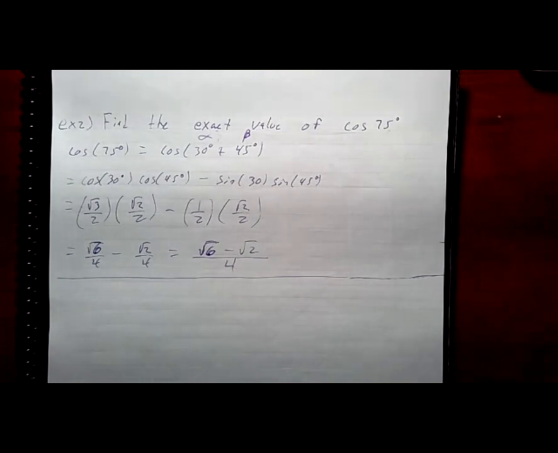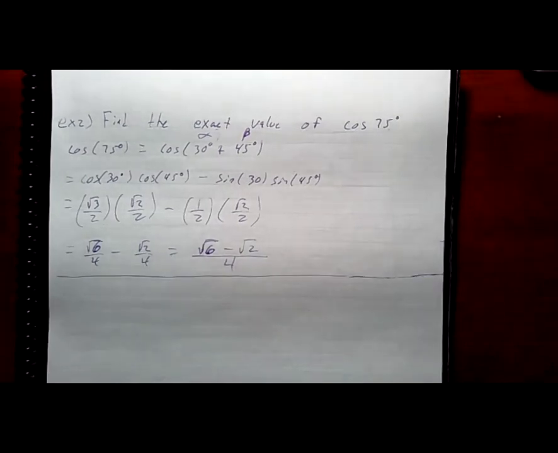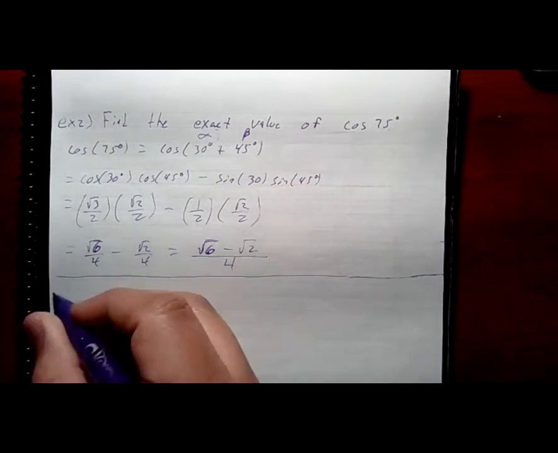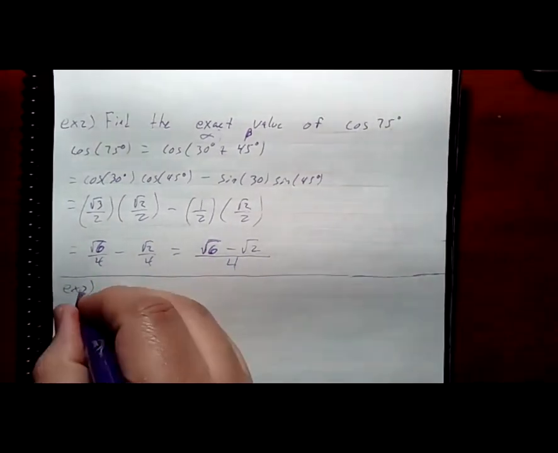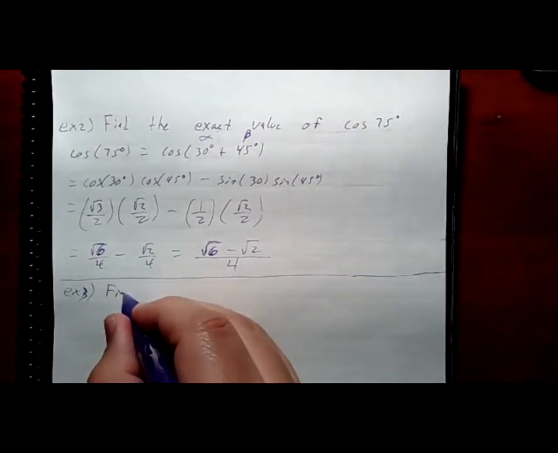Any questions on number 2? You see how we set that up? Yeah, this is way easier. Yeah, the 7-4 and 7-5 are pretty chill. This is a little harder, but not really. Find the exact value.